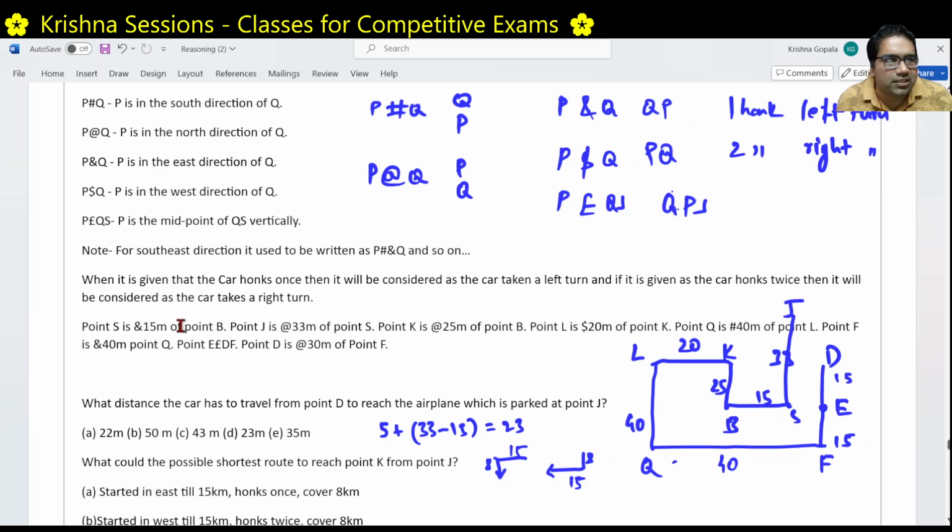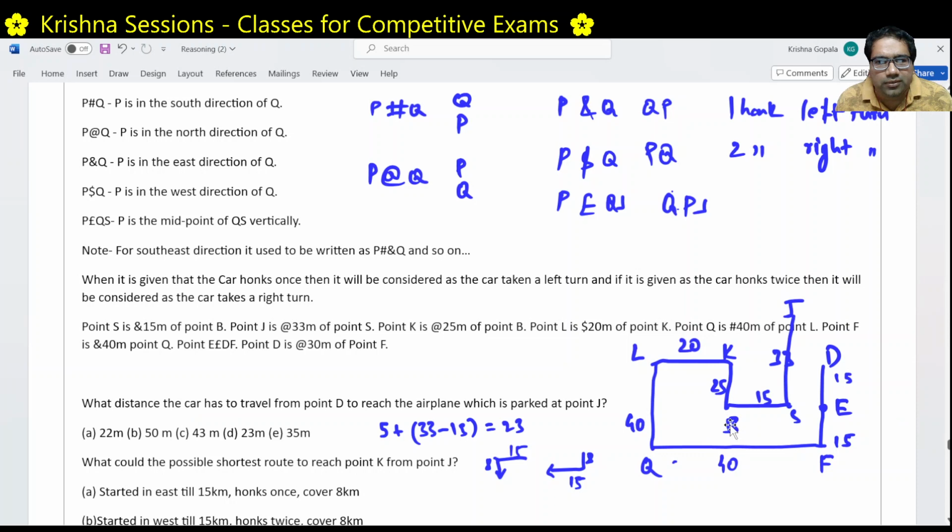This is the overall diagram. We started with B and S, then BK, LK, QL, F. Whatever amounts he has given, we have written. What distance does the car have to travel from point D to reach the airplane parked at point J? S to J is 33. He is not meaning this diagonal direction; he is moving only in rectangular directions. So we have to reach from D to some point on the line JS and then take the right turn only. He is talking only about right angles here.